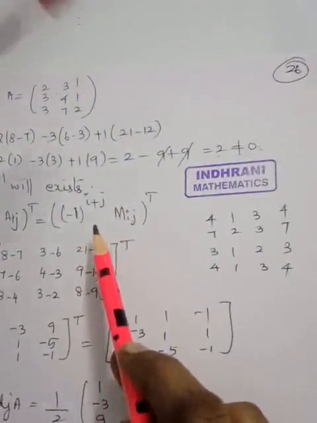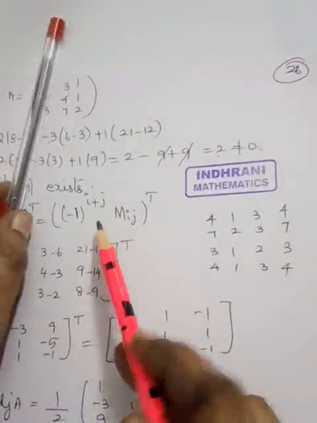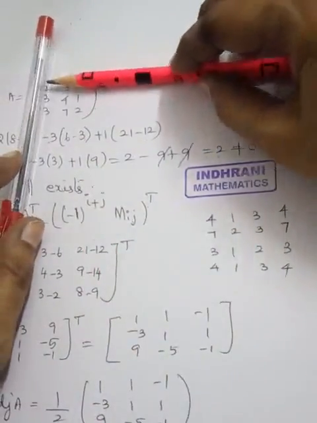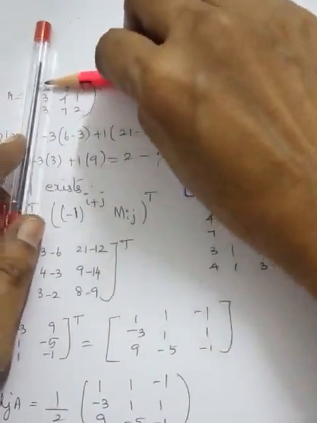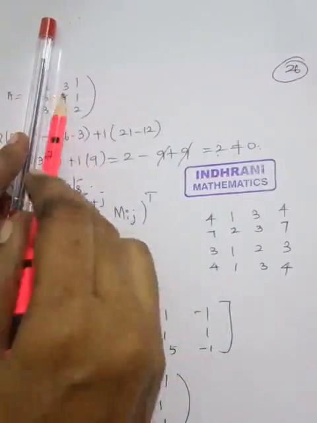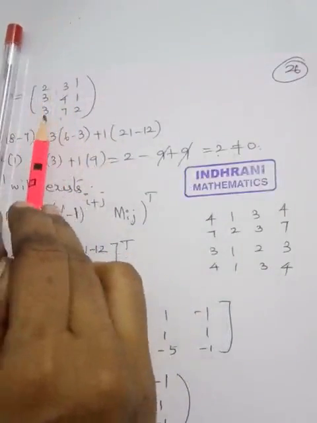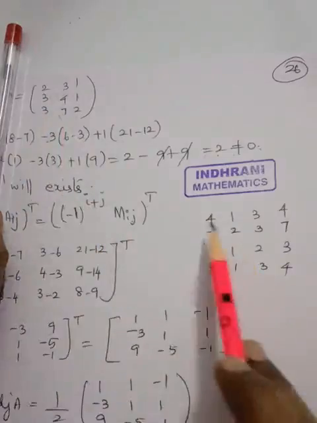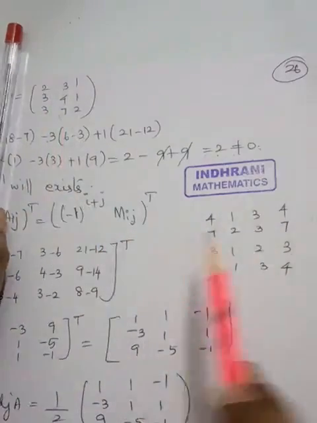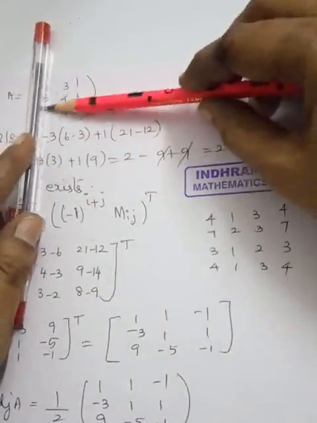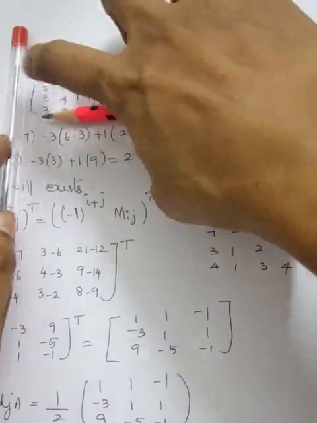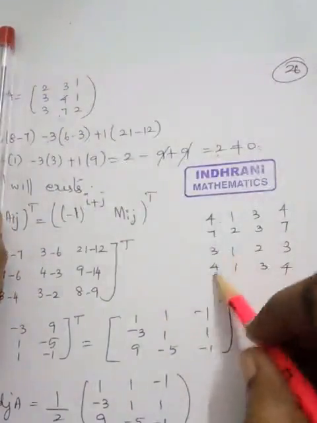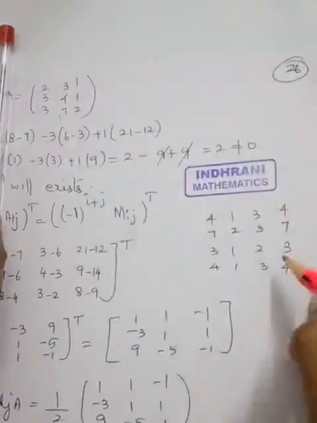Now, in the matrix A, delete the first row and first column elements. You will get 4, 7, 1, 2. Then you have to take 3, 3, again 4, 7. Am I right? Similarly, delete the last row and first column. You will get 3, 4, 1, 1, 2, 3, again 3, 4. That's all. This is my rough work.